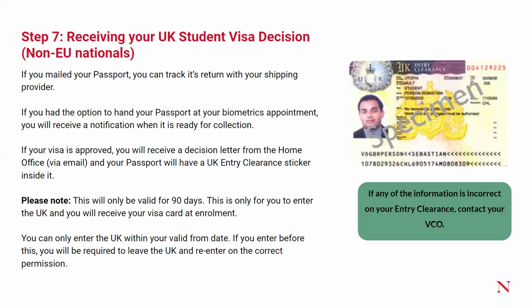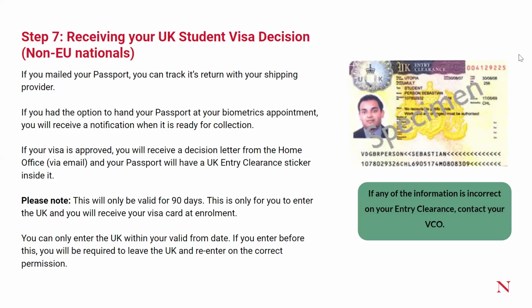Step 7, receiving your UK student visa decision. This again is for non-EU nationals. If you mailed your passport, you can track its return with your shipping provider. If you had the option to hand in your passport at your biometrics appointment, you will receive a notification when it's ready for collection. If your visa is approved, you will receive a decision letter from the Home Office via email, and your passport will have a UK entry clearance sticker inside it, as seen on the right.